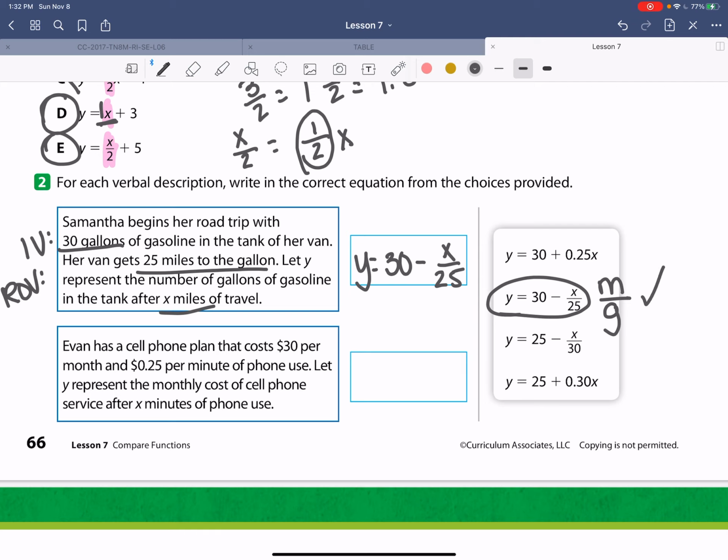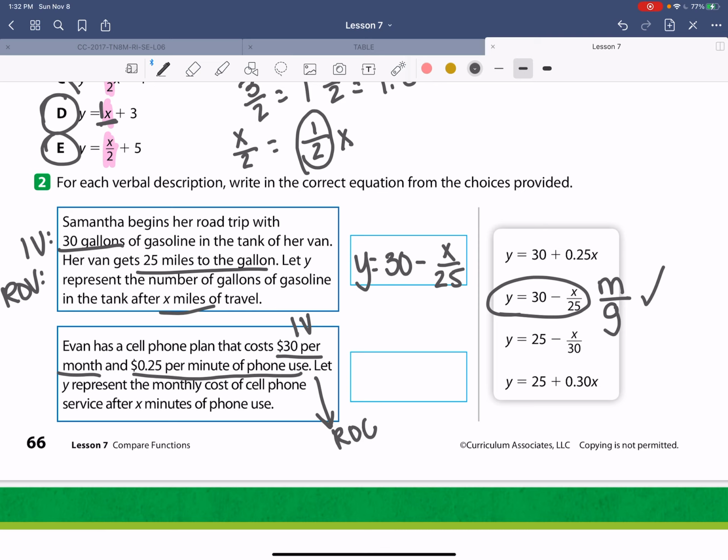All right, Evan has a cell phone plan that costs $30 a month. Yep, it's $30 a month, no matter what. So that's going to be our initial value every month, or just our initial value. And then he's also going to be paying $25 per minute for the phone use. Ooh, this has been written a long time ago, but okay. 25 cents per minute is going to be our rate of change.